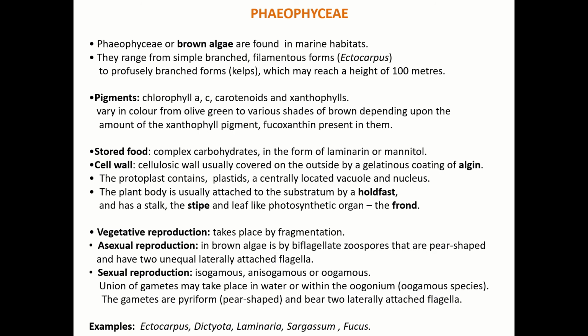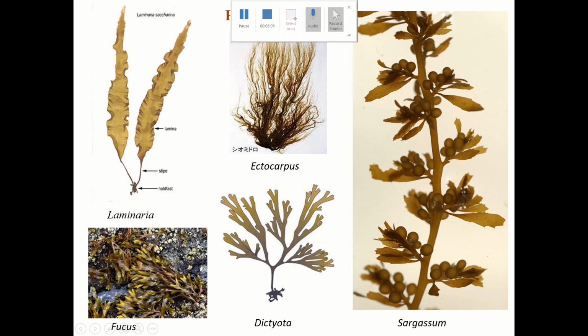The gametes are pyriform, that is pear shaped, and bear two laterally attached flagella. Examples are Ectocarpus, Dictyota, Laminaria, Sargassum and Fucus. I'll show you the images of the algae.